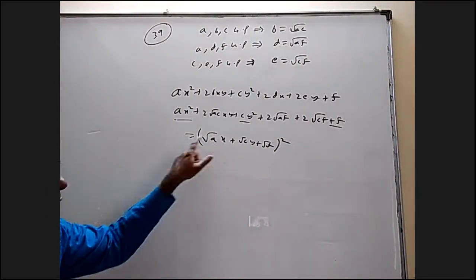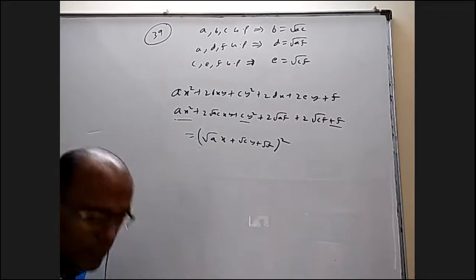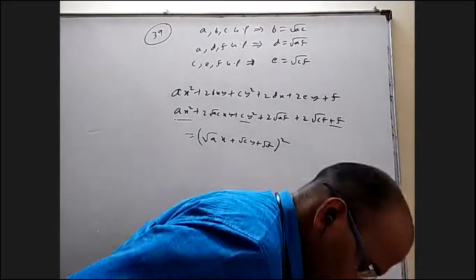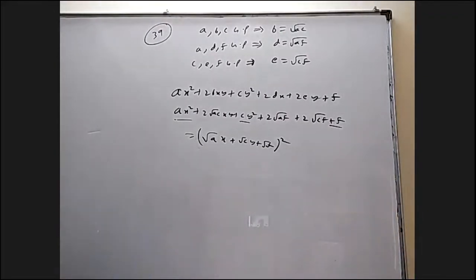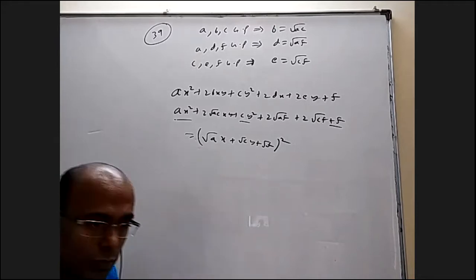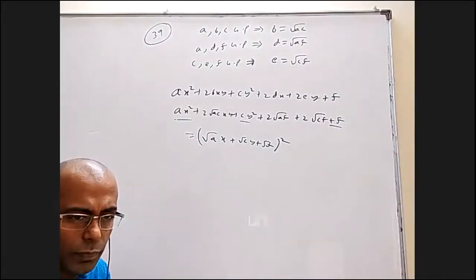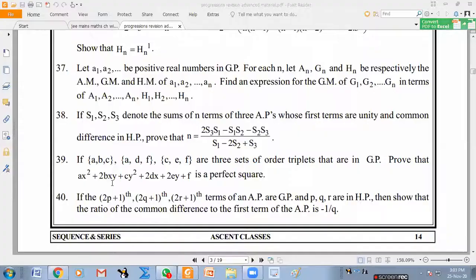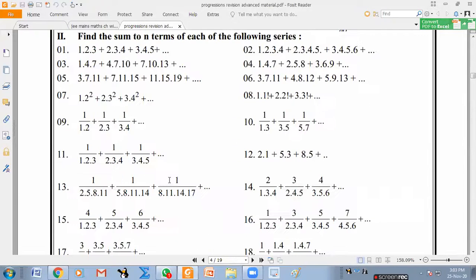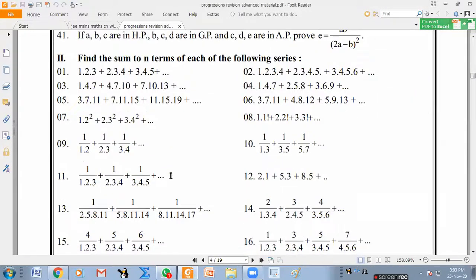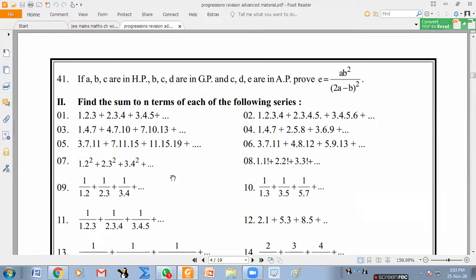It's not a perfect square. It is the negative of a perfect square. That possibility is also there. Yeah, if something is a perfect square, the leading coefficient should be positive. So they should mention that also. Okay, 41 and then method differences.